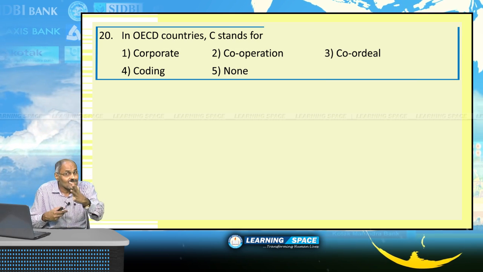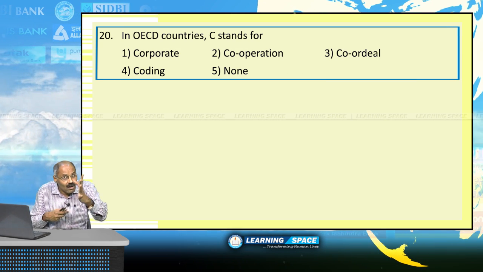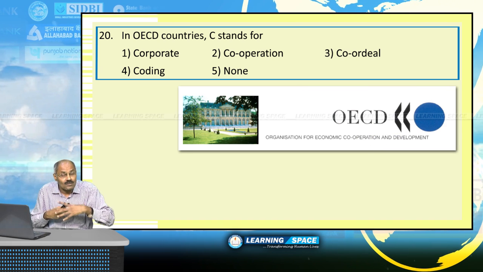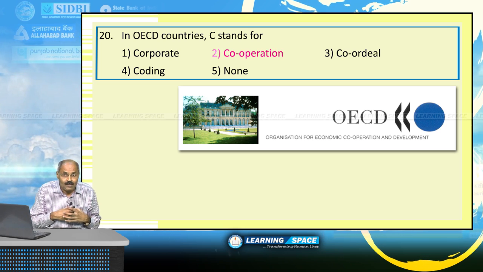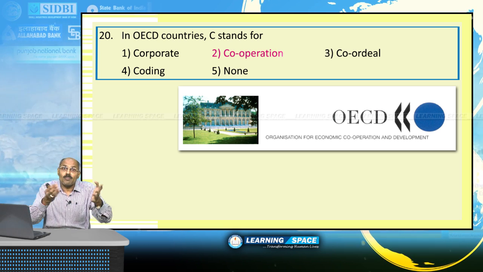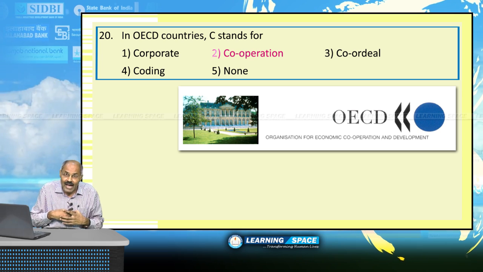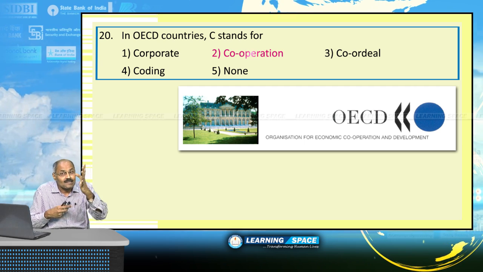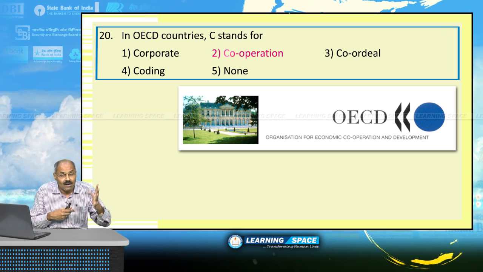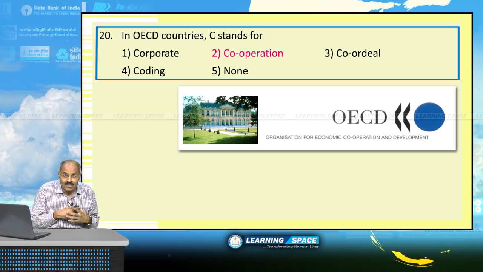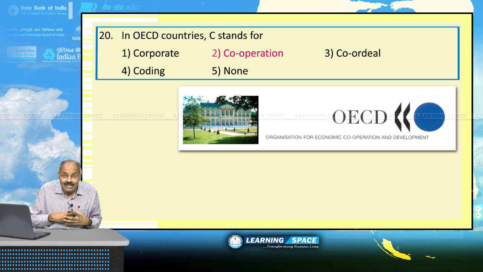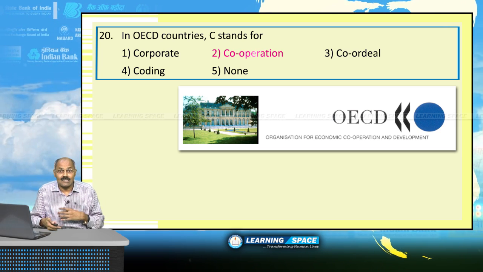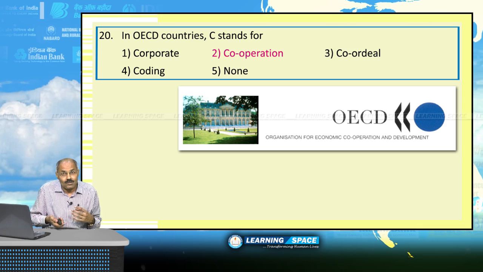OECD countries. OECD is Organization for Economic Cooperation and Development. At present it has got 34 members. Headquarters is in Paris in France, started in the year 1961. Here C stands for cooperation. OECD is Organization for Economic Cooperation and Development, and it is government to government interaction. 34 governments are the members of OECD. Please look into the next question.